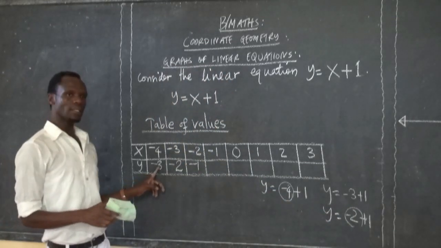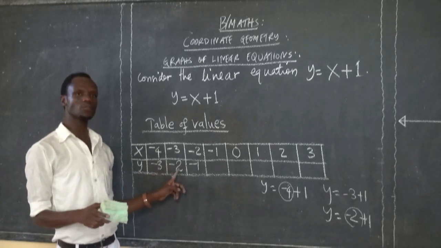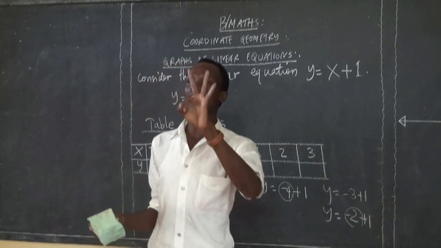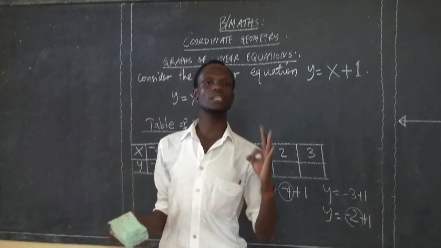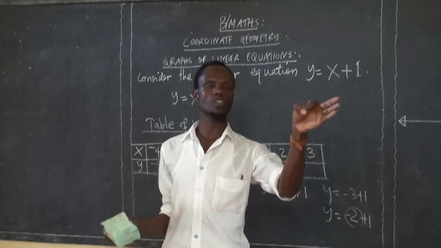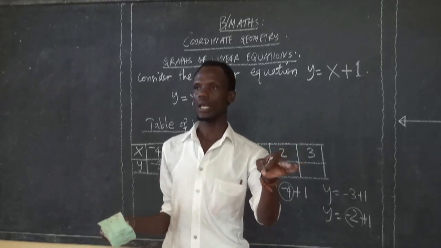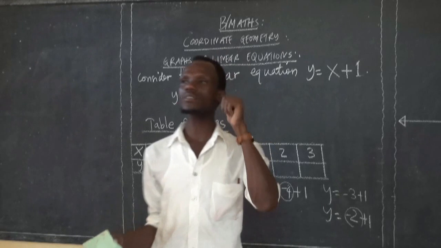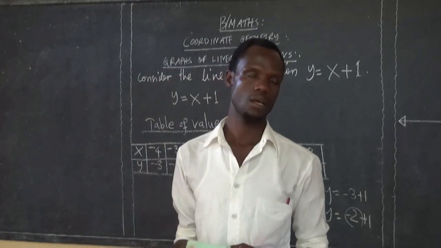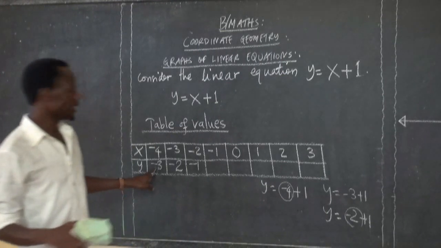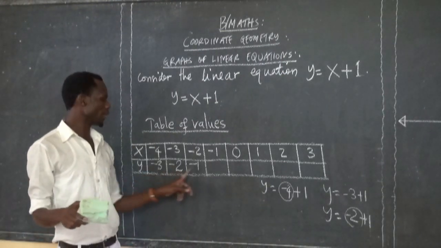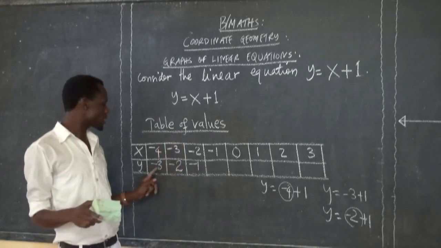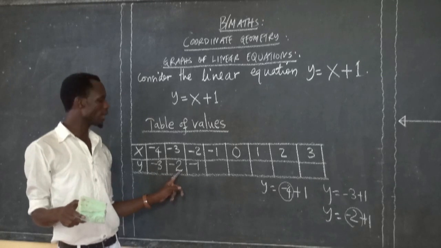You can see this is -3, this is -2, this is -1. What is important here, once you have filled at least three values, is to see whether the numbers are increasing or decreasing, and by how much. That is very important to understand. Because we are talking about a straight line, there is -3, -2, -1.